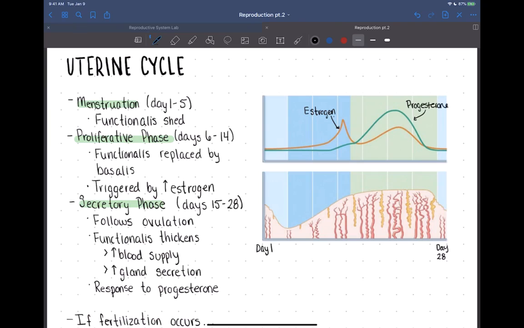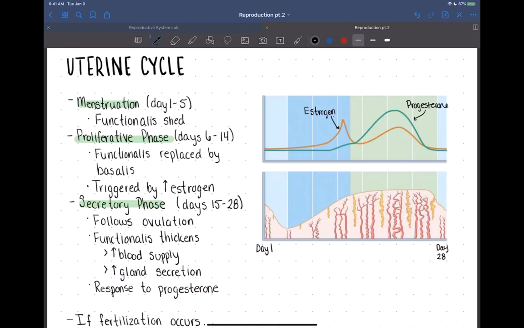So the first phase is menstruation. We start with menstruation. That's day 1 through 5. And as we said, with menstruation, the stratum functionalis is going to be shed. So we can see here this functionalis is shed, and then here we're just left with basalis. So at the end of the menstrual phase, that's where we would be, here with just basalis left.